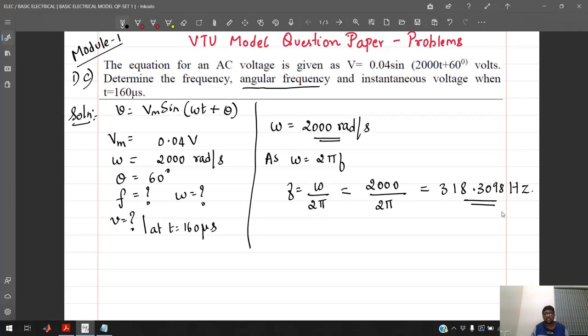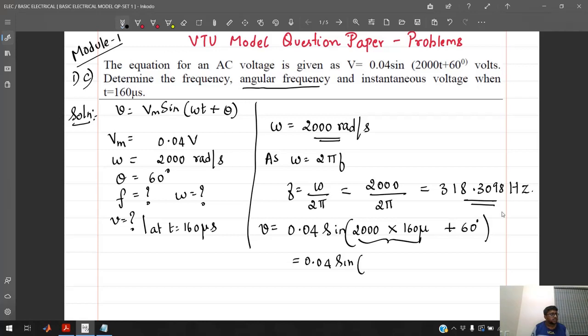Angular frequency is already done. Now you need to calculate the instantaneous voltage when t = 160 microseconds. Let us substitute. V = Vm sin(omega t + theta) = 0.04 sin(2000 × 160 micro + 60 degrees). Multiplying 2000 by 160 micro, you get 0.04 sin(0.32 + 60 degrees).